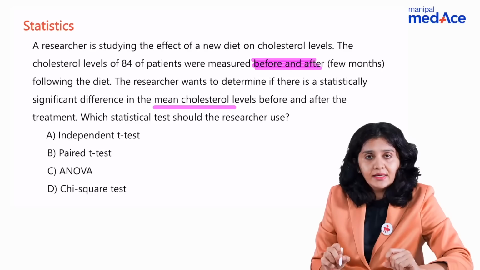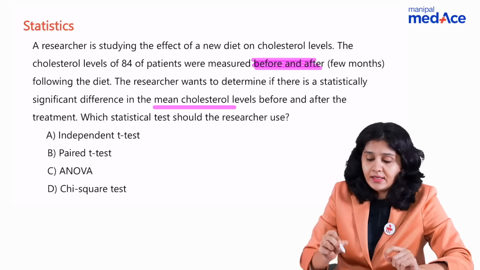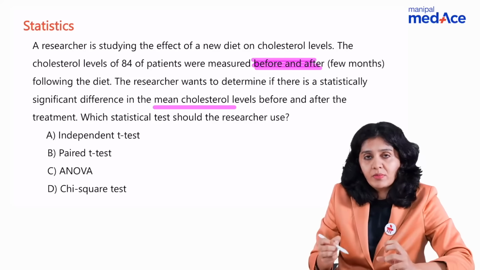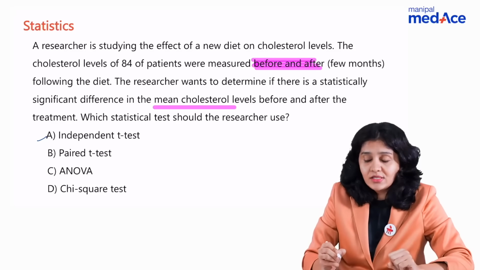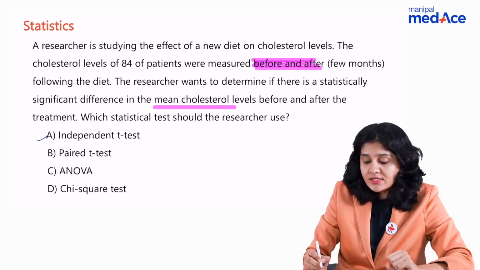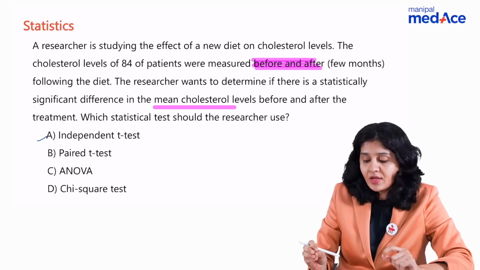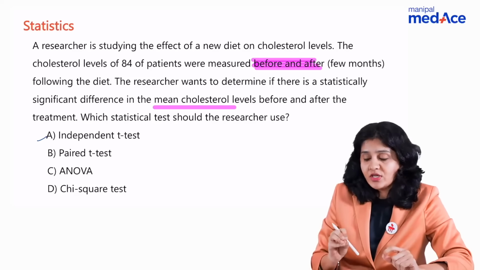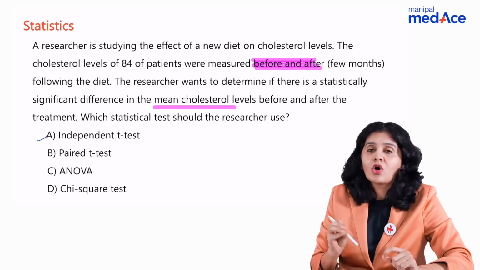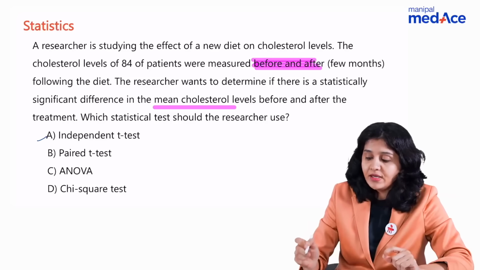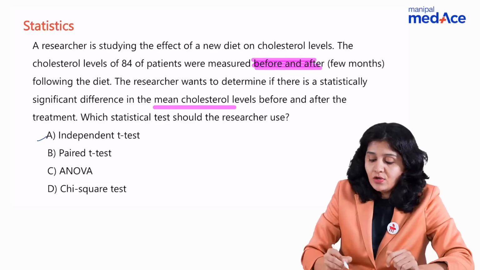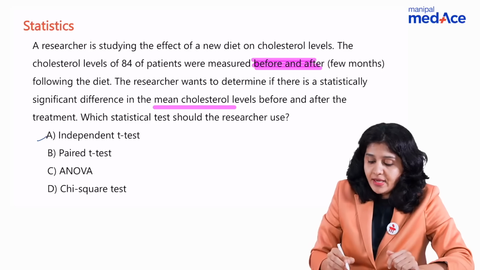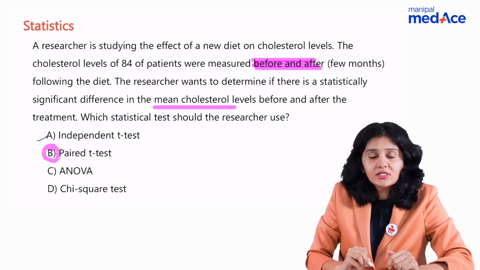So independent t-test. So when do you use independent t-test? Let us rule out the options one by one and arrive at the answer. So what is independent t-test and where is it used? When you're testing the mean cholesterol levels on different groups of subjects, you're going to use independent t-test or unpaired t-test. But here they have mentioned before and after. That means you have paired data. So that is why you're supposed to use paired t-test, right? So this is the correct answer.